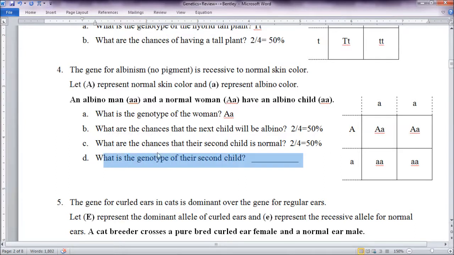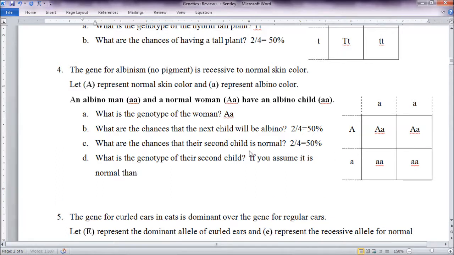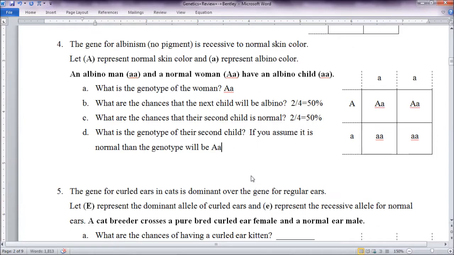So letter D, it's asking about the genotype of their second child, which we just described will be normal. So if you assume it is normal, then the genotype will be capital A, lowercase a. Okay, so those were some tricky questions simply because of that percentage thing. You simply don't use up genotypes. You don't need to do any kind of fancy statistics.